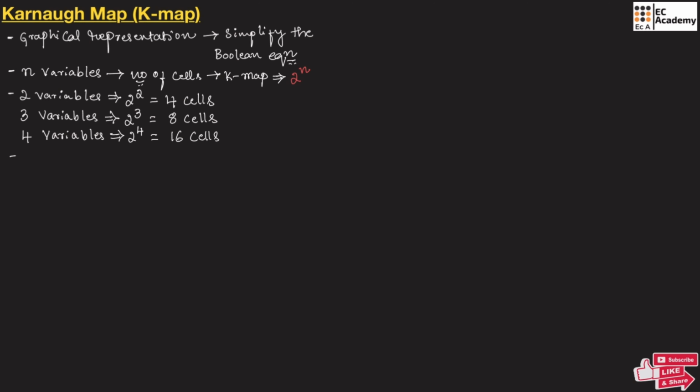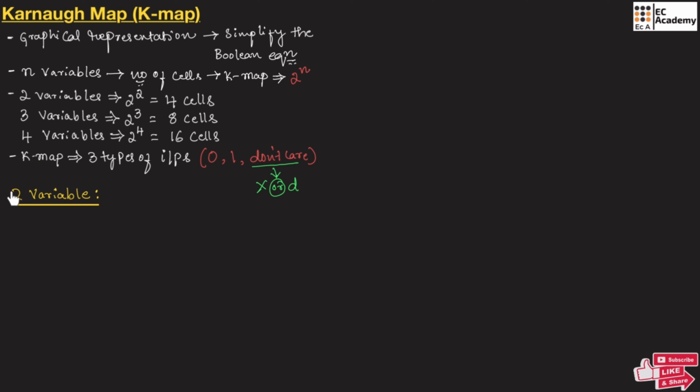Here, the K-map is based on 3 types of inputs, which are 0, 1, and don't care. Don't care can be represented by X or D.